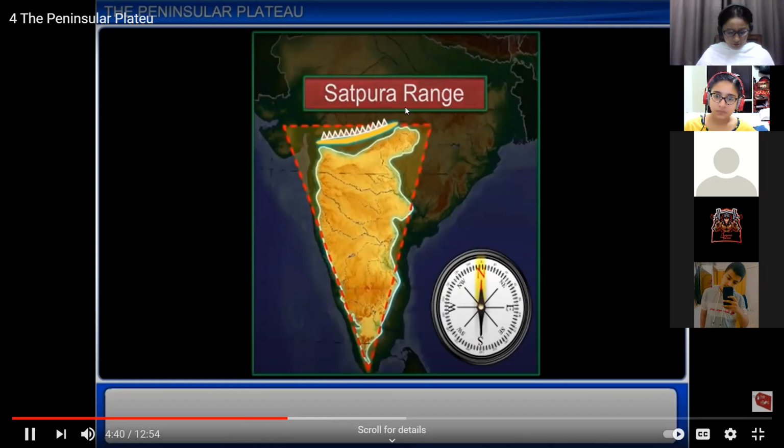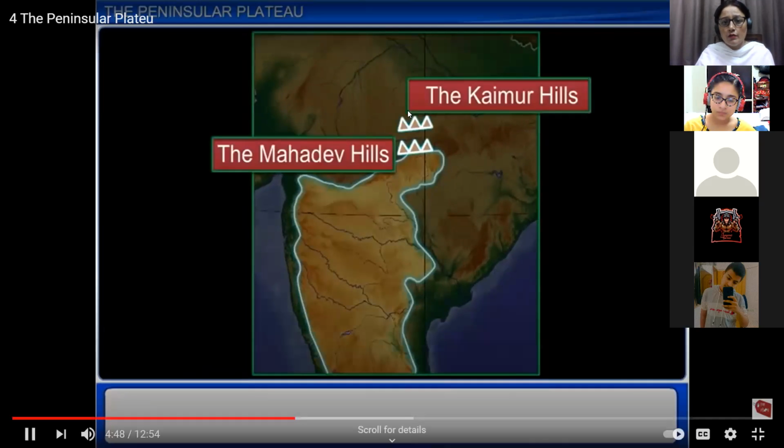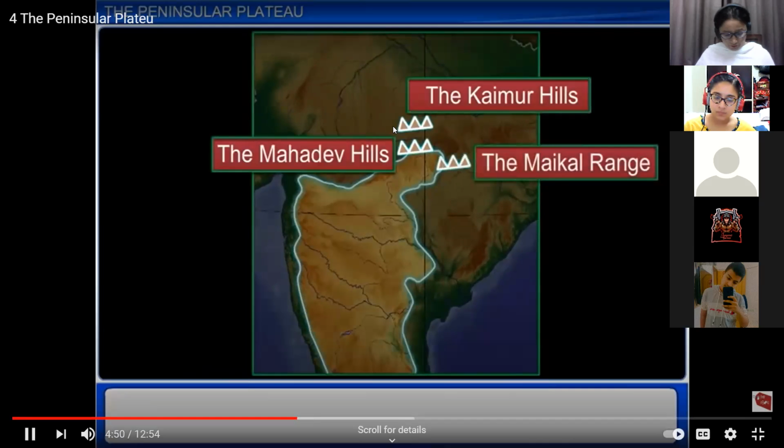On its eastern side, it has the Mahadev Hills, Kaimur Hills, and the Maikal range. So these 3 ranges, Satpura is here. Here we have Satpura. ठीक है बेटा. उसके ईस्ट में महादेव, कायमूर, मैकाल. फिर और आगे जाएंगे मेघालय में.